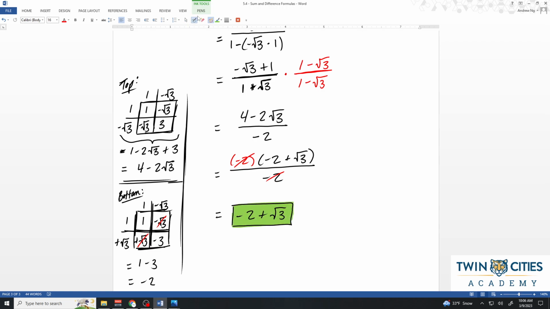All right, that is sum and difference formulas.